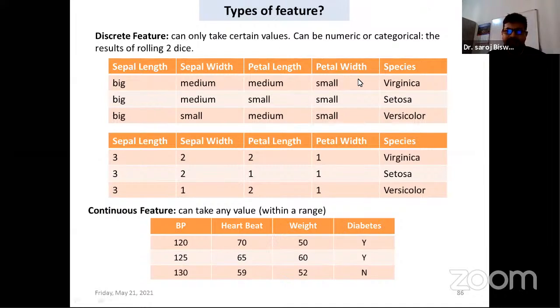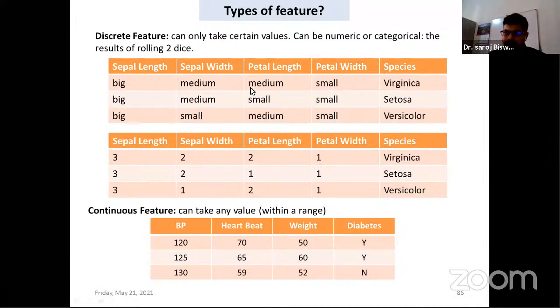See here, in the case of this Iris data set, for example, we had numeric values. These values are replaced by some categories, say big, big, big. And here we have medium, medium, small. Here medium, small, medium. Like that, if we represent the data or the attributes in that way, then we can say these are discrete features.